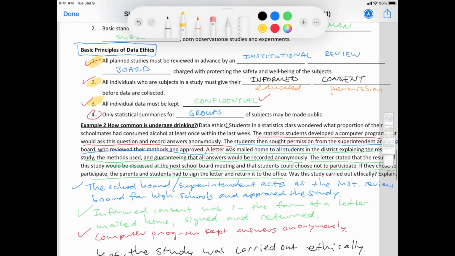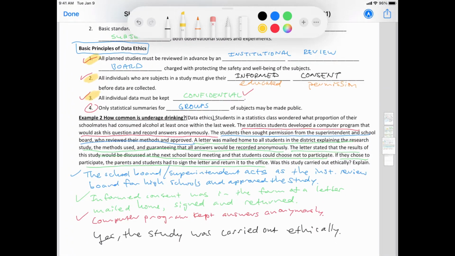Okay, do we have informed consent? Yes. In informed consent, people have to be educated about what's happening, and I underlined that there in green. A letter was mailed home, right? So it says the letter a couple of times. Sure, we can use that letter. The letter is signed and then returned to show that people are educated about it and are giving their permission.